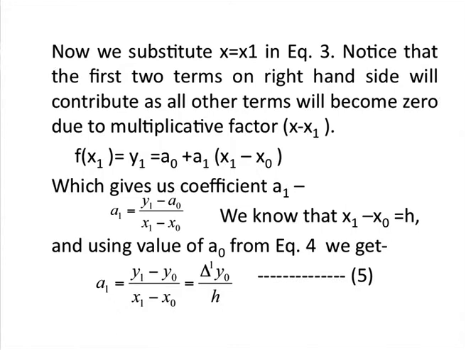Now, since the polynomial will pass through the next data point also, which is x is equal to x1 and the corresponding value of y is y1, if you substitute these values in equation 3, you will see that only 2 terms will remain in the expansion, and on the right hand side all the other terms will become 0 because of the factor x minus x1, which will be 0 for x equal to x1. Now, this expression can be used to calculate the coefficient a1. After some simplification, we will find that the coefficient a1 is the first order difference divided by h, as given in equation 5.